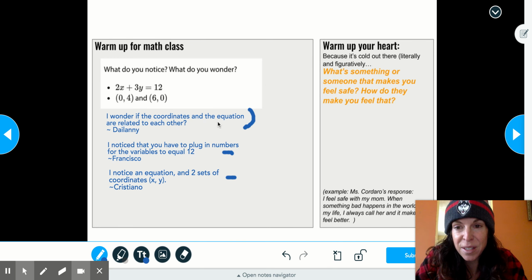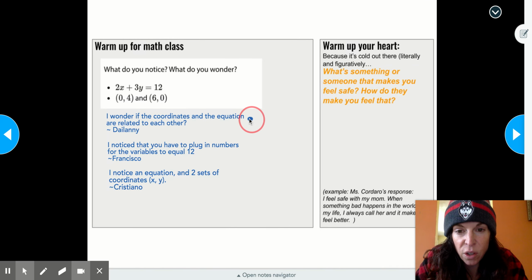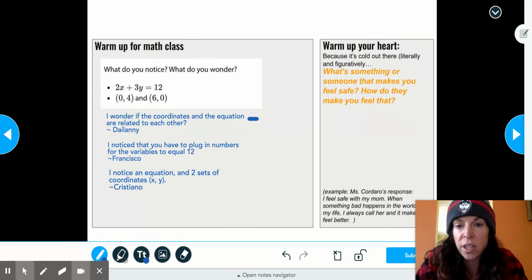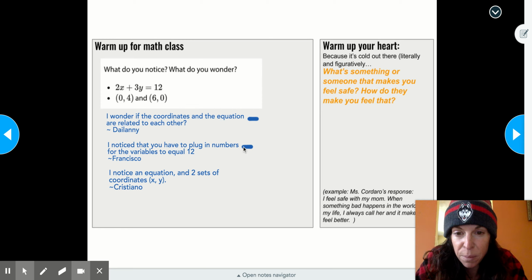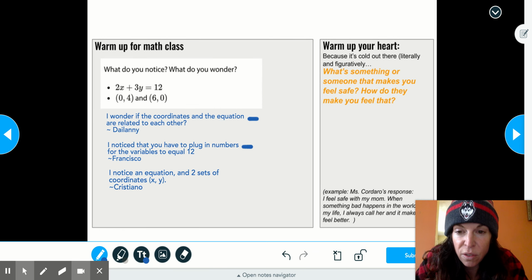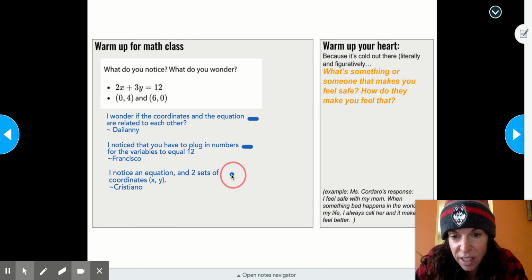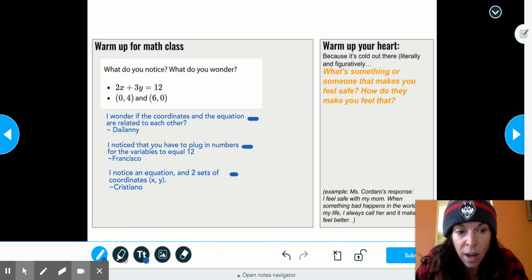Okay, so let's look at some student responses to this notice and wonder. One student said, I wonder if the coordinates in the equation are related to each other. Another student said, I noticed that you have to plug in numbers for the variables to equal 12. And another student said, I noticed an equation and two sets of coordinates, x and y.